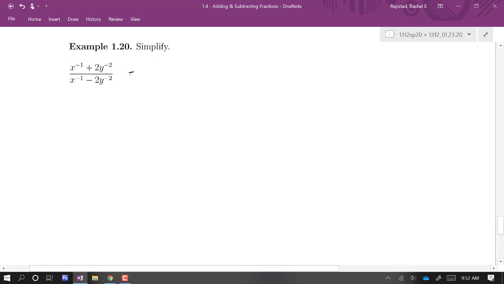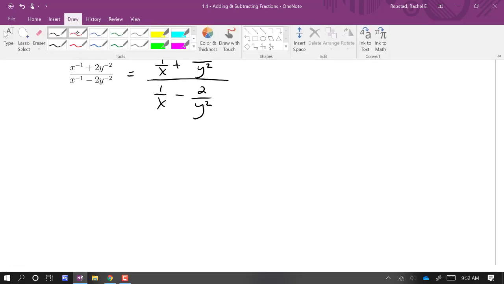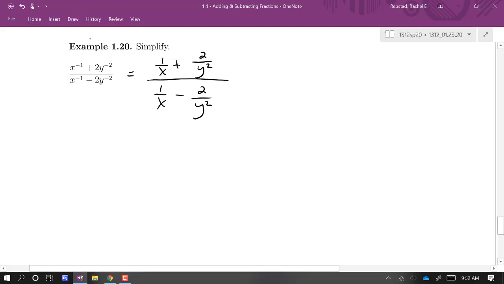So we've got 1 over x plus, what's that second term as a fraction? 2 over y squared. Good, right. So that negative exponent is only on the y, not the 2. The 2 is in the numerator there. And then on the bottom, 1 over x minus 2 over y squared. This one is actually really simply done by using that second technique. I think it is a little bit less work. So the LCD is pretty clearly identified as xy squared. So we'll multiply top and bottom by xy squared.